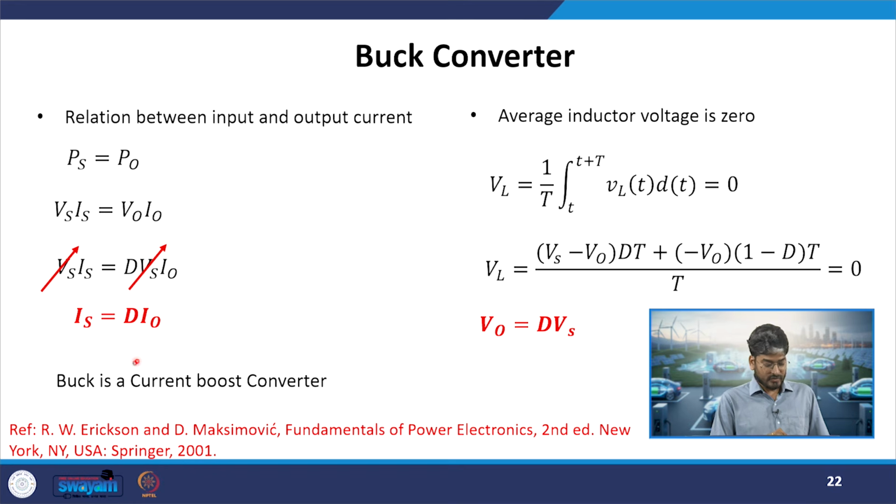So, if I find the output current, it will be equal to source current divided by duty ratio, and as the duty ratio is always between 0 and 1, the current value will be higher than the input current value. The load current will always be higher than the input current. So, we can say it is a current boost circuit, because it is increasing the current value. So, it is boosting it up. So, buck converter is a voltage step down circuit, or I can say a current boosting circuit.